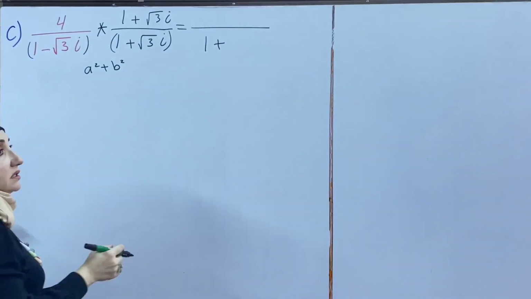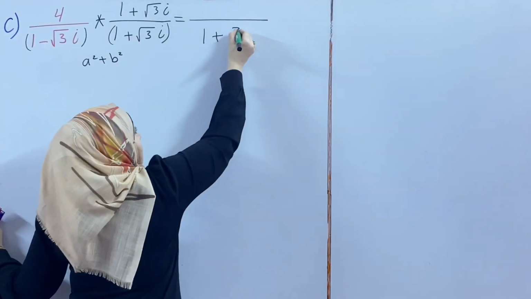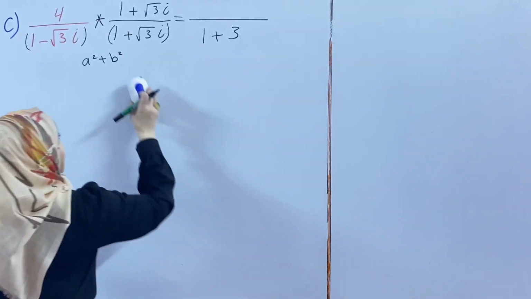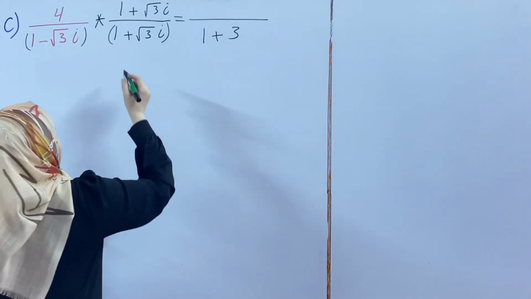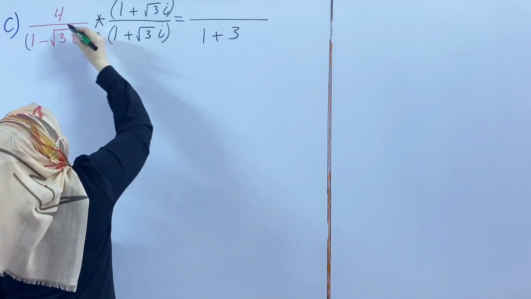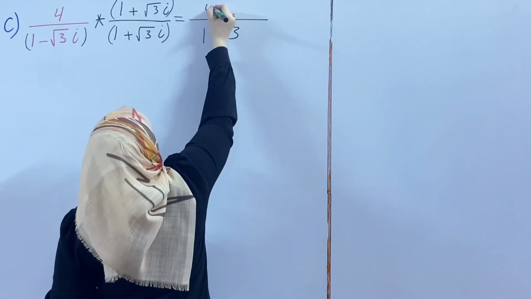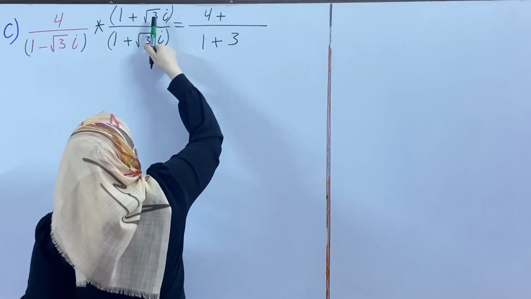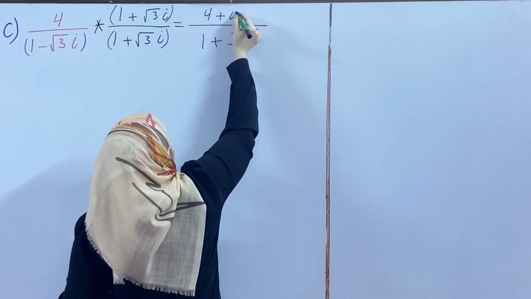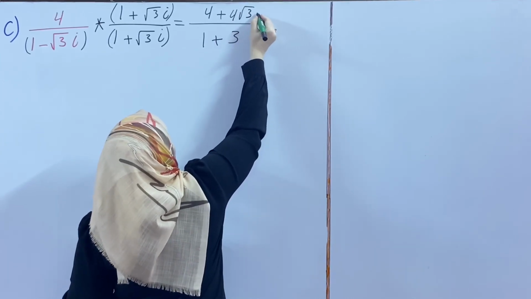Square root of 3 squared equals 3. And in the numerator we have 4 multiplied by 1 equals 4. 4 multiplied by positive square root of 3i equals 4 square root of 3i.